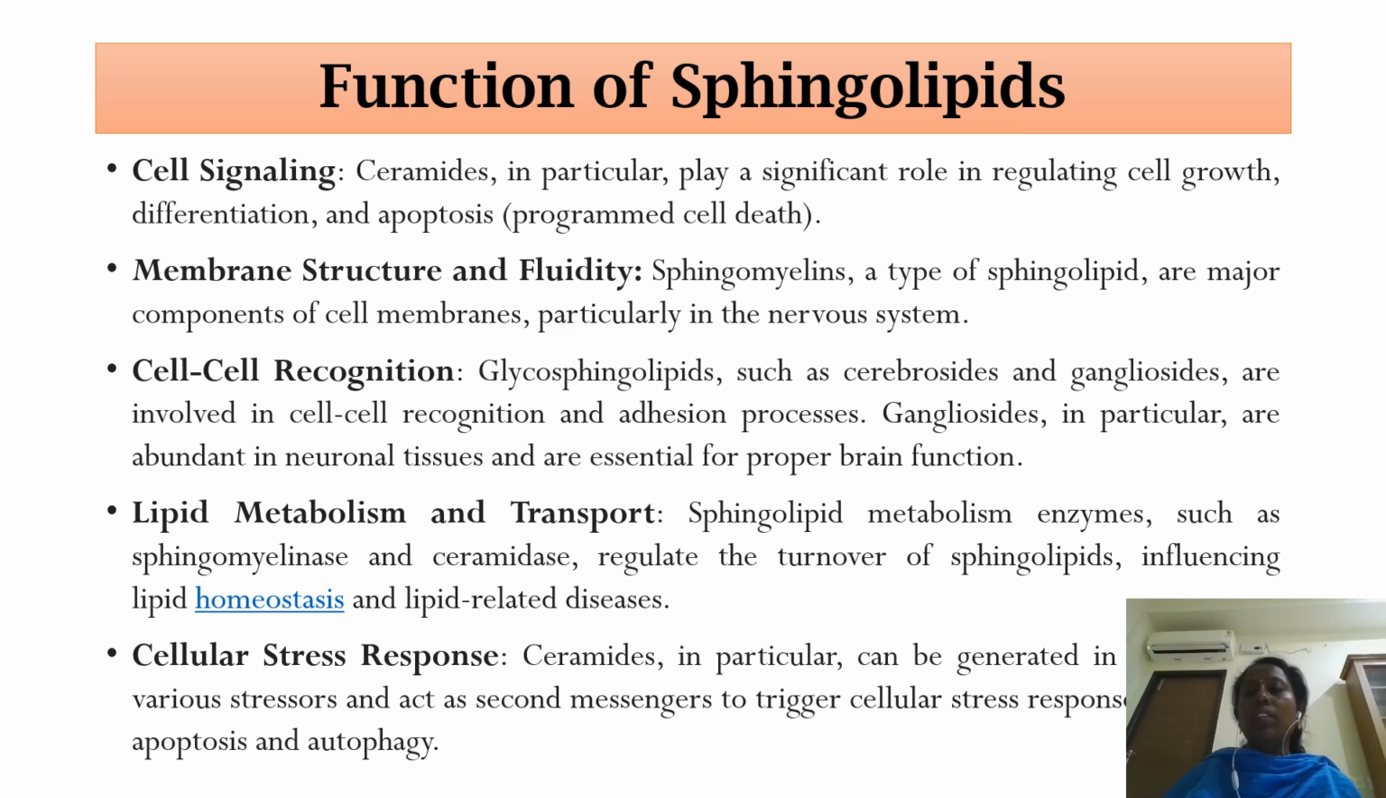And cell-to-cell recognition. Only if this cell-to-cell recognition occurs will the other signaling mechanisms be carried out. Glycosphingolipids, for example cerebrosides and gangliosides, are among the main sphingolipids involved in cell-to-cell recognition and the adhesion process. The cell has to bind to the specific receptor, so one cell gives information like a messenger.